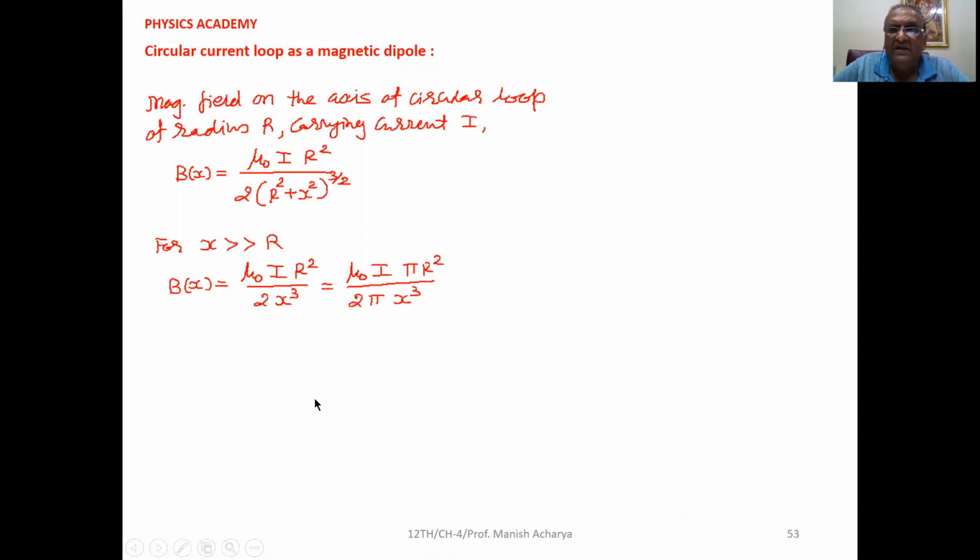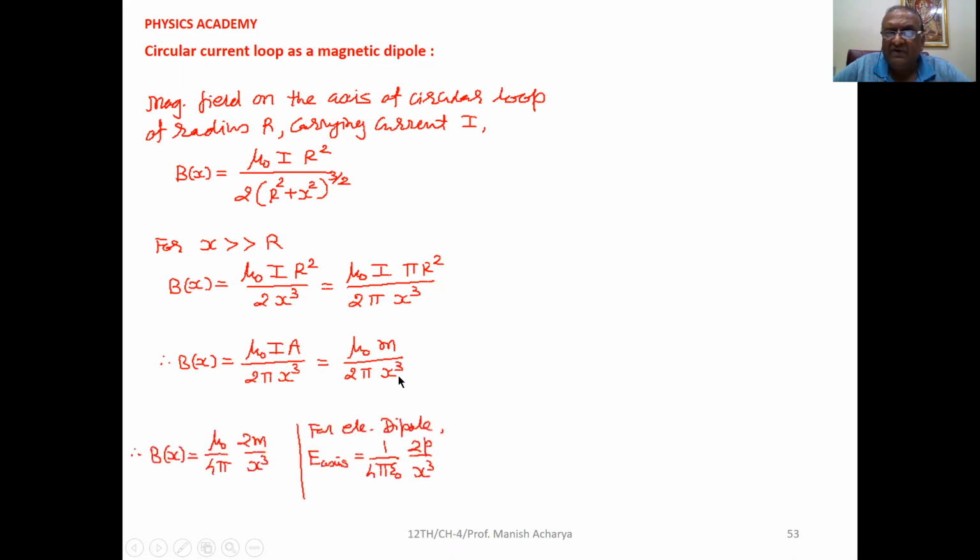So to introduce magnetic moment here, magnetic moment, that is I into A, area of the loop. So here multiply and divide by pi. So we can write mu 0 I into pi r square upon 2 pi into x cube. So B at x, that is mu 0. Now pi r square, that is the area of the loop. So that is I into A upon 2 pi x cube, but I into A, that is the magnetic moment. So B at x, that is mu 0 m upon 2 pi x cube.